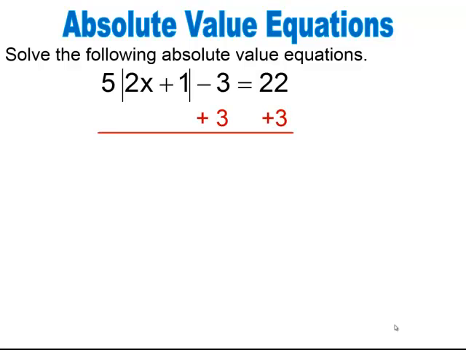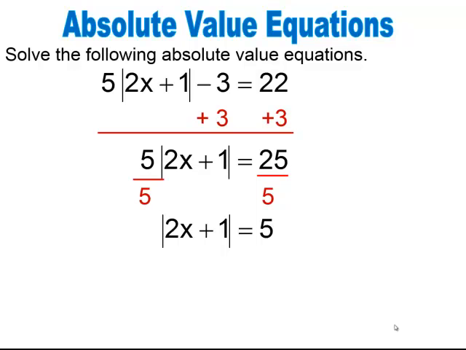So the first thing you're doing is isolating that absolute value. You add 3 to both sides. Then you divide through by 5, and you get that absolute value by itself. You set one equal to the positive, one equal to the negative, and you solve the two-step equation.